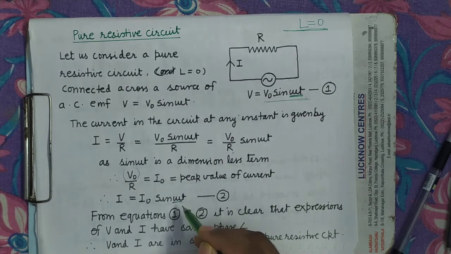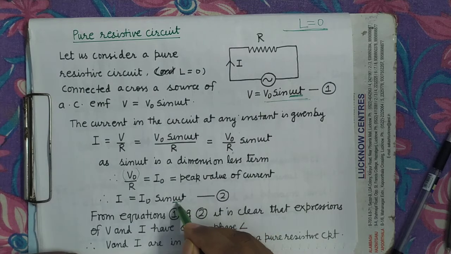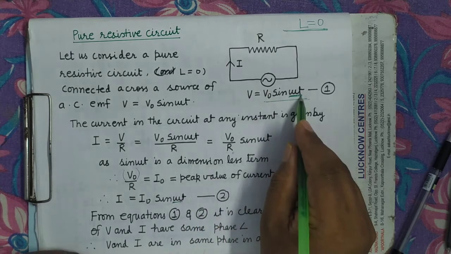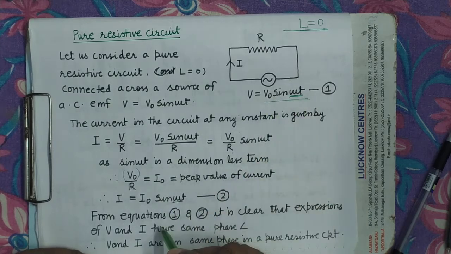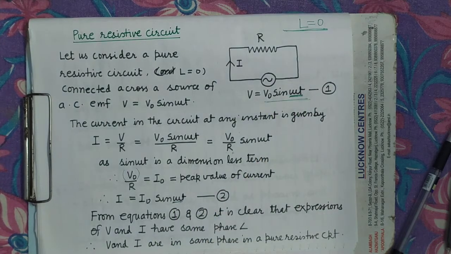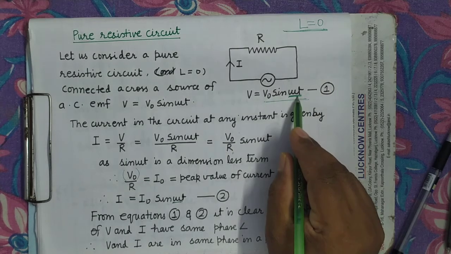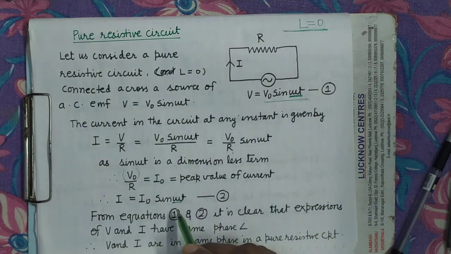If you see here, the angular frequency is omega. What is the phase angle? The phase angle is omega t, which is the same as this. Is there any phase difference between voltage and current? There is no phase difference, because the voltage has phase angle omega t and the current also has phase angle omega t. So what is the difference? The difference is 0. Therefore there is no phase difference.